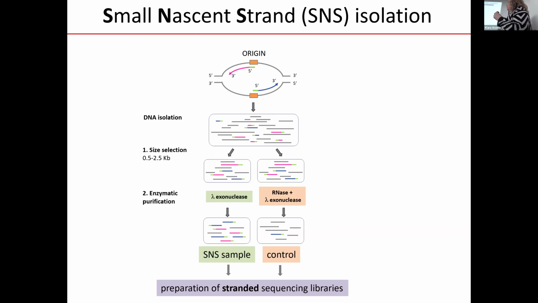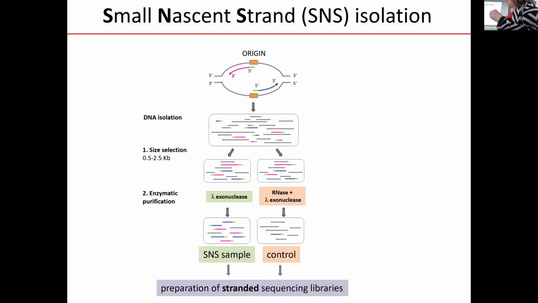And this is a DNA nuclease that cannot digest RNA, so all the SNS fibers are protected by the little RNA primer that they carry, but all the degradation fragments from the genome are digested. So we use from the same extract a control where you use half of the sample and treat it with RNase before the lambda exonuclease treatment, which will remove the little RNA primer, so all the DNA is susceptible to the digestion by the lambda nuclease. So this gives us a background control. So we have an SNS enriched sample and an SNS depleted control.